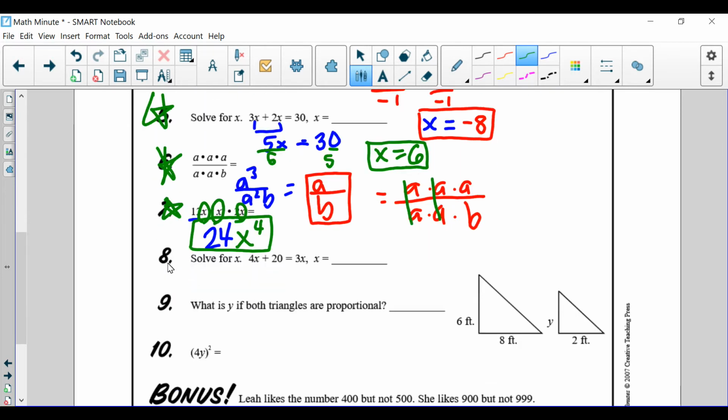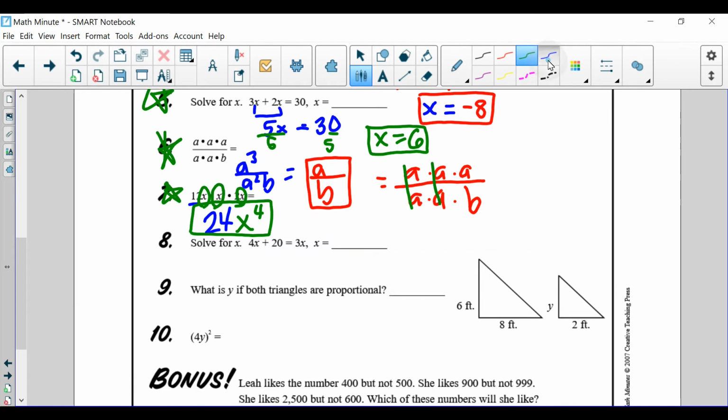And then lastly, we've got to finish this up. We have 4x plus 20 equals 3x. Remember, we need to solve for x, so let's go ahead and subtract 3x from both sides here. That becomes a 0 pair. So we end up with x plus 20 is equal to 0. And then we're going to subtract 20 from both sides, and we get x is equal to negative 20.